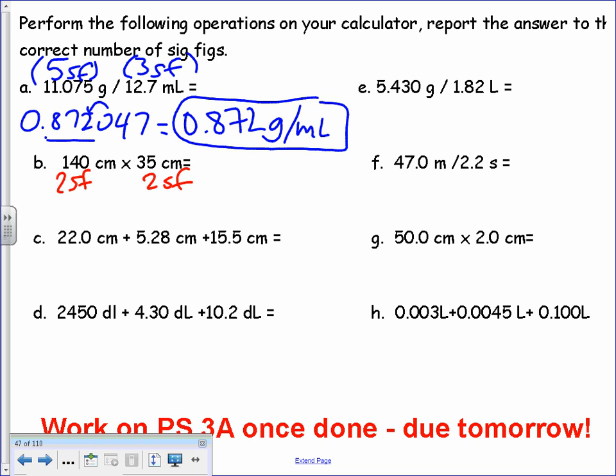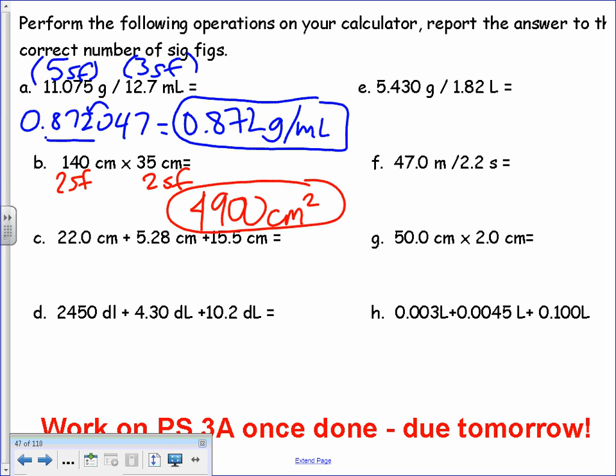So 140 times 35. 4,900. Ooh, that's kind of nice. What's up with this right here? Since it starts with the Atlantic, it doesn't start until 9. So you already see it's recorded to 2 sig figs. Is it correct then? Not all the way. What's wrong? What is it? Centimeters squared, because it's centimeters times centimeters. Good. That one was good.